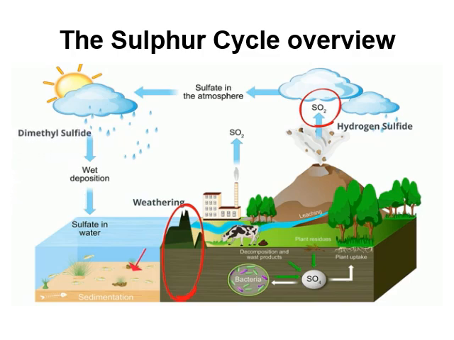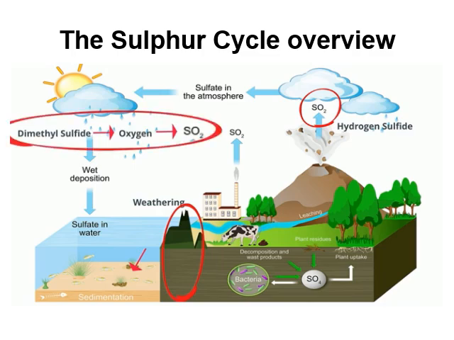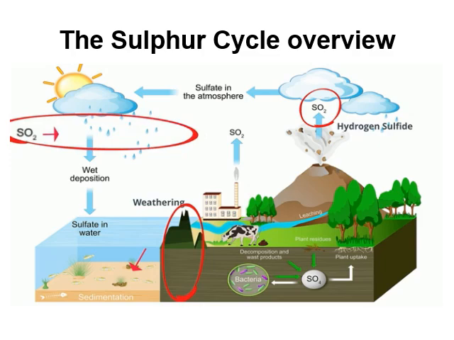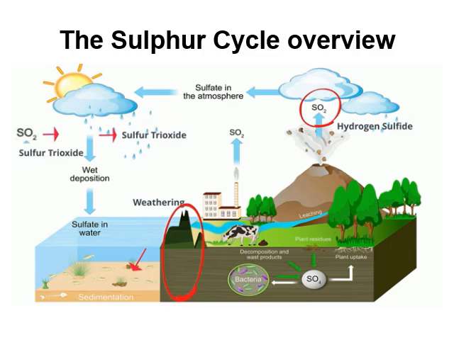Sulfur dioxide gas also forms when dimethyl sulfide reacts with oxygen gas. The burning of fossil fuels also releases sulfur dioxide into the atmosphere. Sulfur dioxide reacts with oxygen in the atmosphere and creates sulfur trioxide. The sulfur trioxide reacts with water in the atmosphere to produce sulfuric acid.